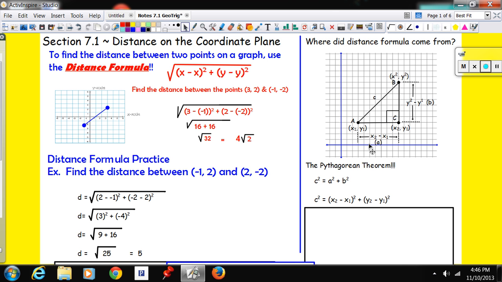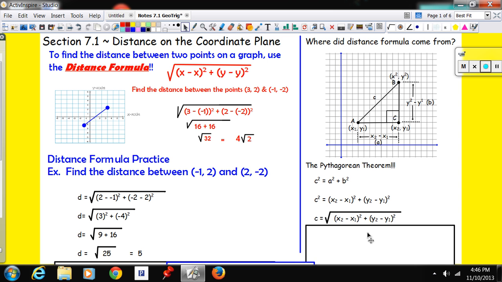If we use the numbers that I just found, a would be x2 minus x1, so (x2 minus x1) squared would be the same as a squared. y2 minus y1 would be the same as b, so (y2 minus y1) squared. So we're just going to square root both sides, and there's your distance formula, the one we were just using. So we actually made the distance formula from the Pythagorean theorem. That's why it's always okay to make the right triangle. If you'd rather use the right triangle to find this distance, then that's fine. All right, let's move on.